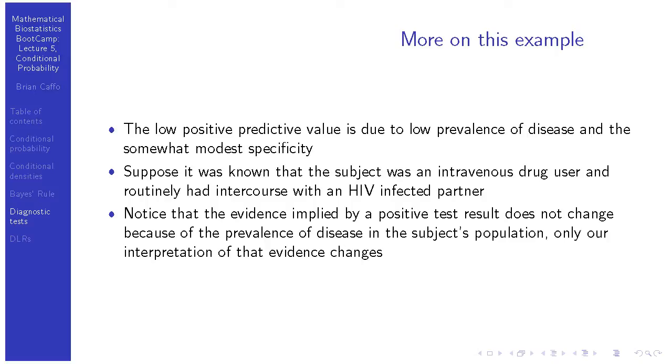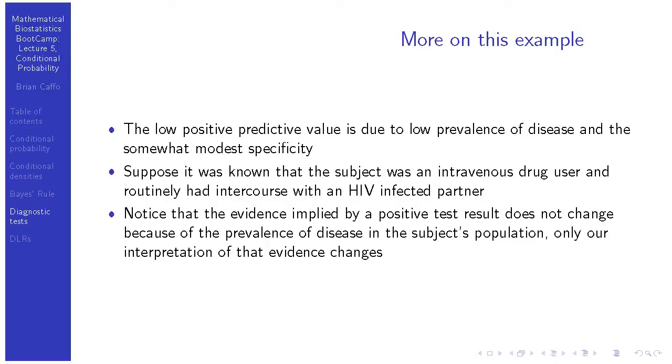So, for example, here the prevalence we're talking about is some, say, national prevalence in the U.S. But imagine if you knew that the subject was an intravenous drug user and routinely had intercourse with an HIV-infected partner. Well, your prior that this person has HIV would be much, much higher than the low prevalence that we cited here. I don't know what the prevalence is among a population like this, but suffice it to say that it's much higher. And then your positive predictive value would be similarly higher, which is kind of an interesting discussion.